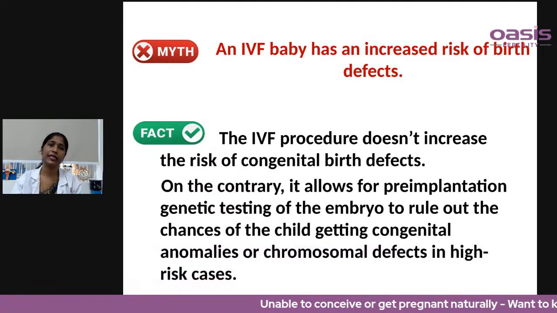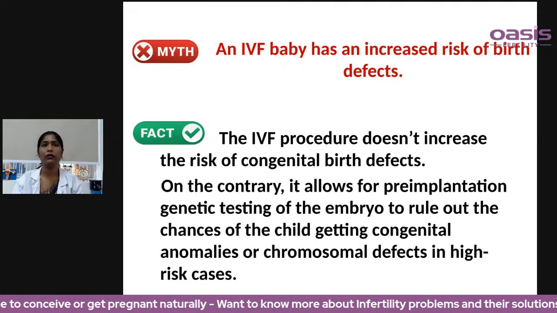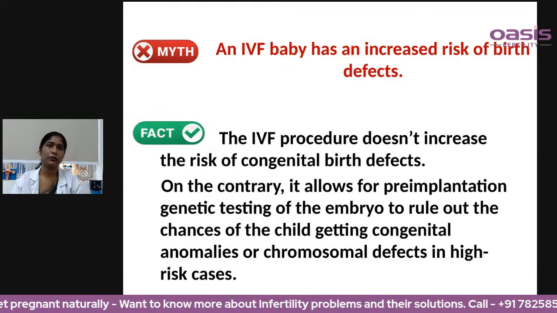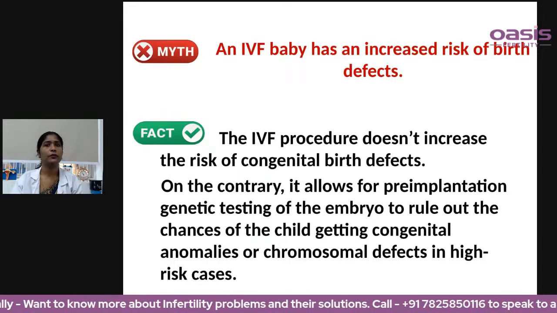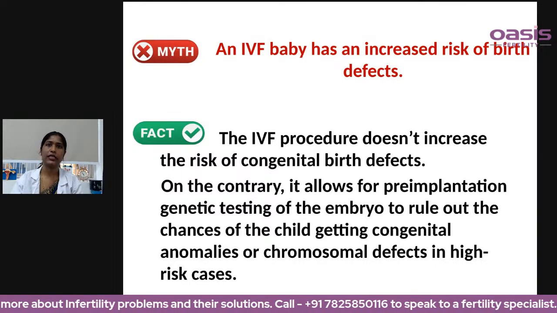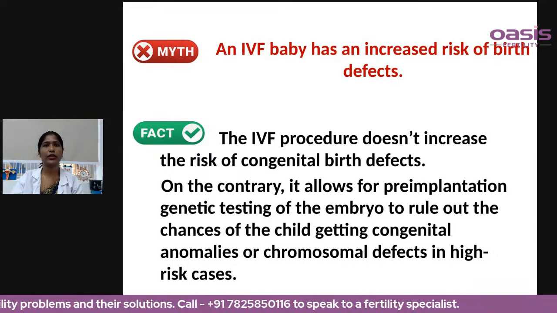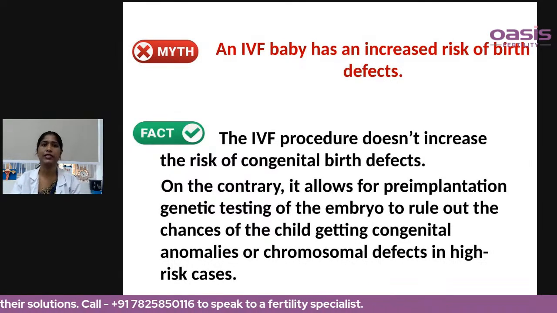And IVF maybe increases the risk of birth defects. Absolutely no. We are only using the process of IVF to create the embryo. It does not increase the risk of birth defects. The small risk of birth defect is there with any kind of pregnancy. Even a spontaneous pregnancy has around 2 to 5% risk of birth defect. The same applies to IVF.